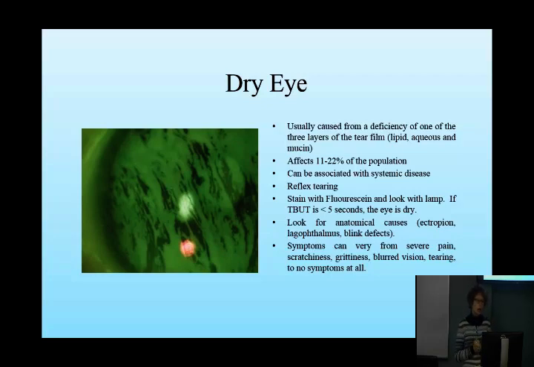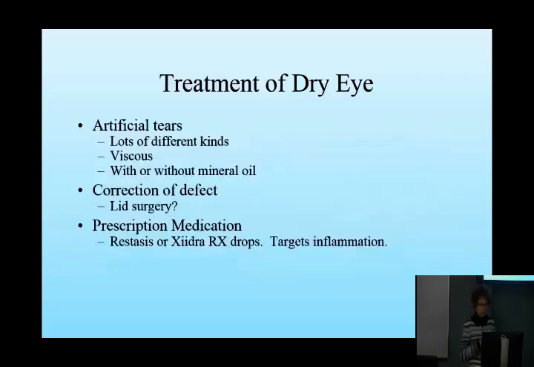So treatment of dry eye: artificial tears, look at their lids. Is there a defect in the way that their lids are? Do they possibly need some kind of corrective lid surgery? There are 2 medications on the market for dry eye now. One is for stasis. There's a brand new one called Xiidra. Both of them target inflammation. They think somehow the inflammatory cascade helps lead to dry eye.